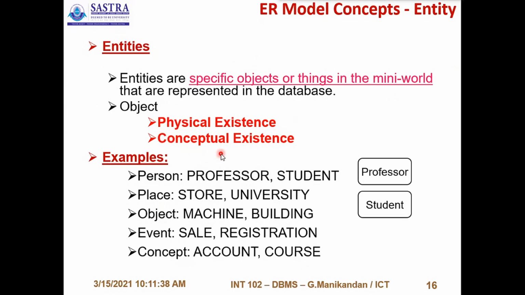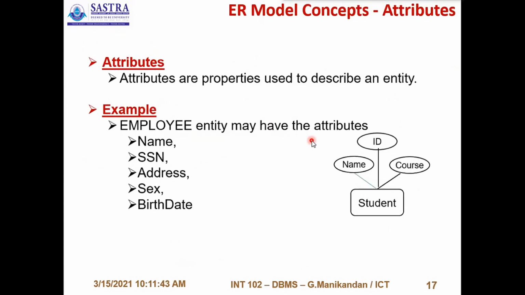In the ER diagram, how do we represent an entity? You are going to use a square or a rectangle. This is the notation used to represent an entity. The professor is an entity, student is an entity. So the first terminology related to your ER model is your entity. The second terminology is attributes.